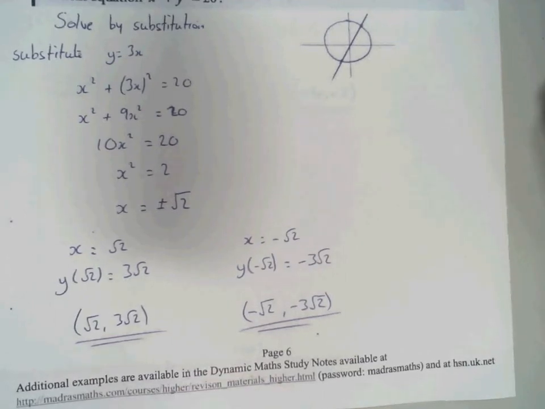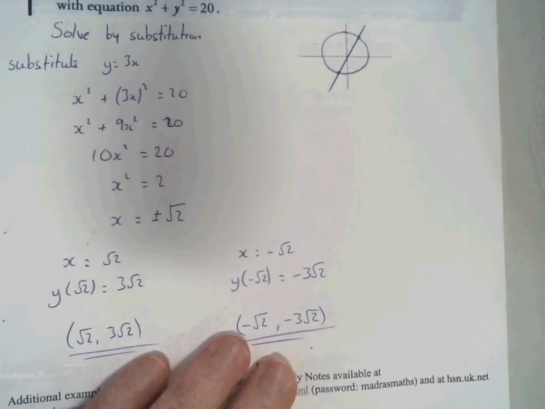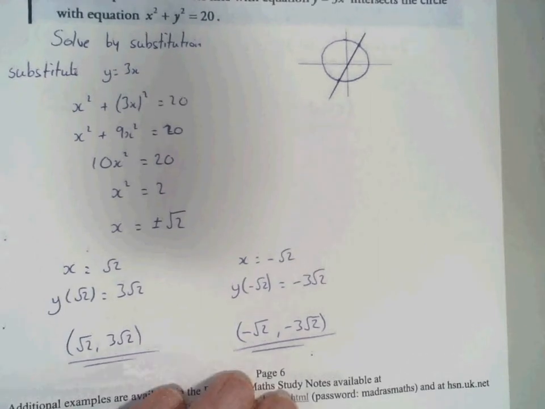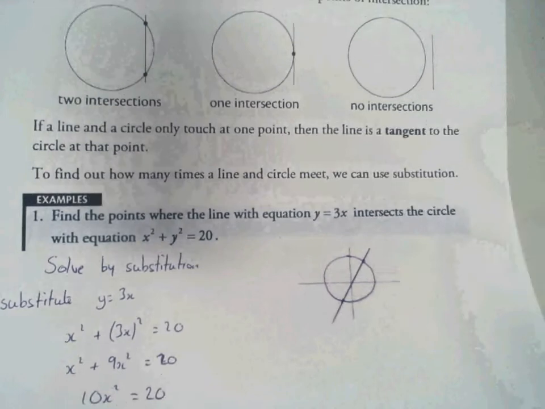Now, I have the x coordinate. I would like the y coordinate as well. I know the y coordinate is equal to triple the x coordinate. So when x is root 2, y will be 3 root 2. When x is negative root 2, y will be negative 3 root 2. So there are the 2 points of intersection of the line and the circle. So a bit of substitution, and there it is.